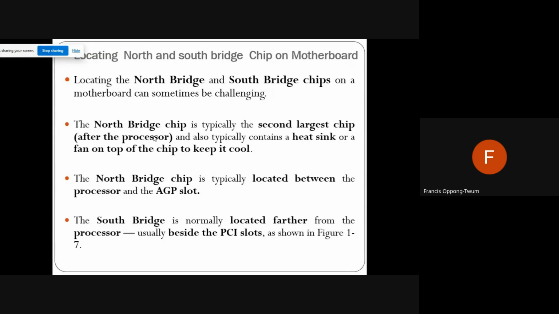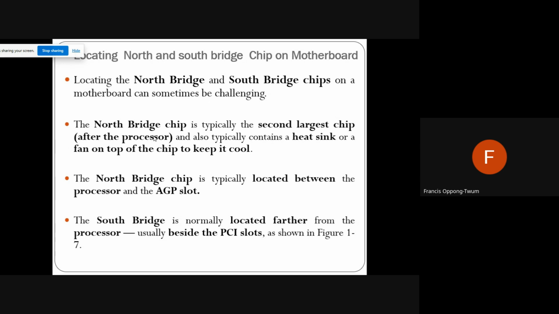And we are trying to also establish the fact that the north bridge chip is also regarded as the second largest chip after the processor. Please, don't get confused about some of these things. It also typically contains what we call the heat sink. The north bridge chip is typically located between the processor and the AGP slot.